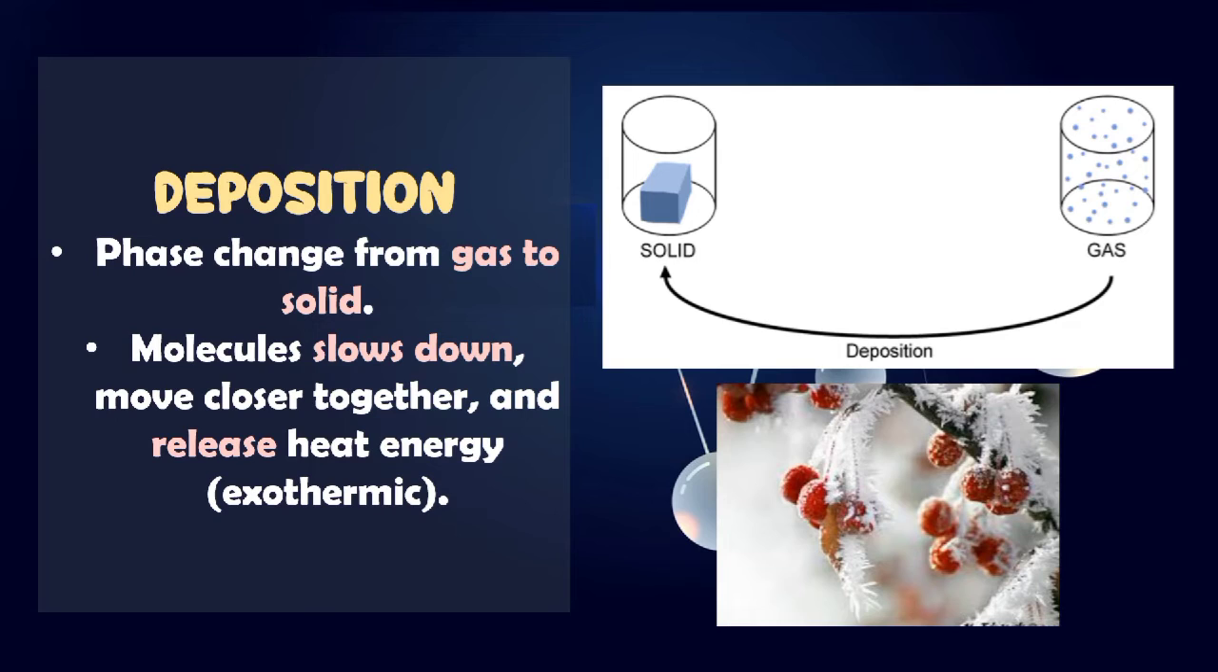And the last one is deposition. Deposition is the phase change from gas to solid. This process involves an exothermic process where heat is released to the surroundings, resulting in the slowing down of molecules and going compact together again. An example of this is the frost inside our freezer in the refrigerator. Another example is the formation of snow.